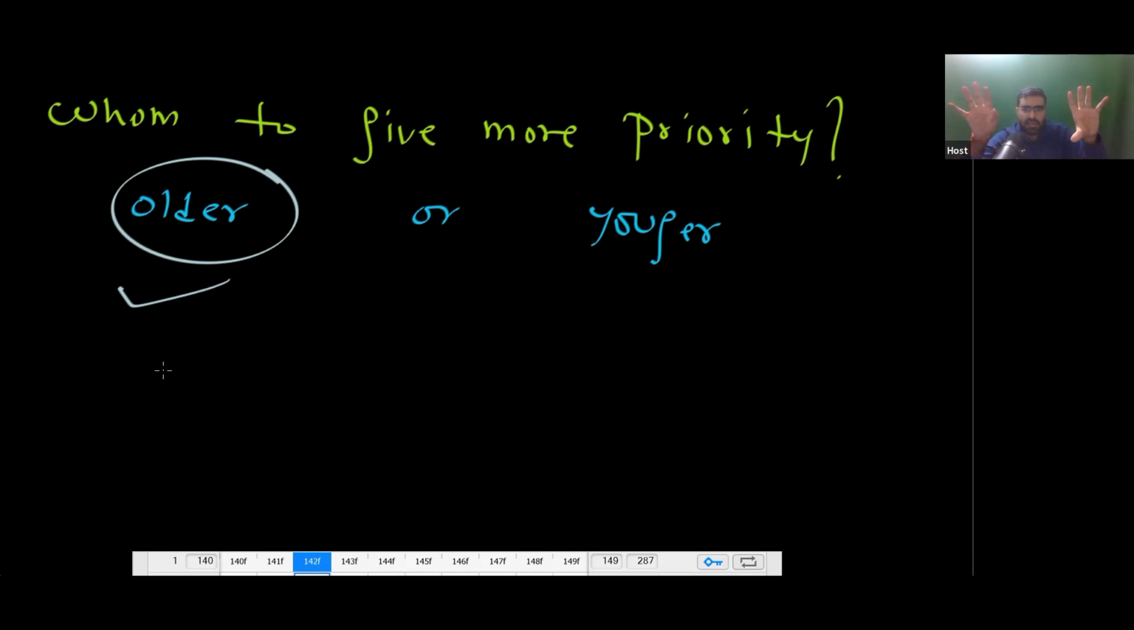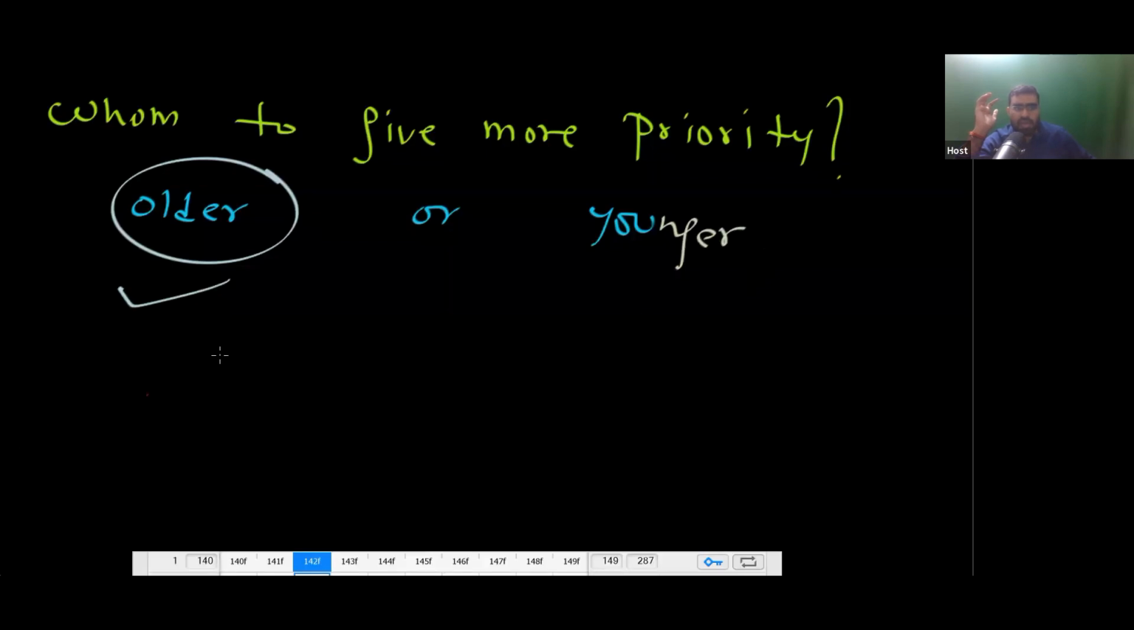Older, younger. One of them you have to terminate. One of them you have to kill. Which will you kill? You will kill the younger. Why? What is the reason? Think about it. What is the reason you are killing the younger?